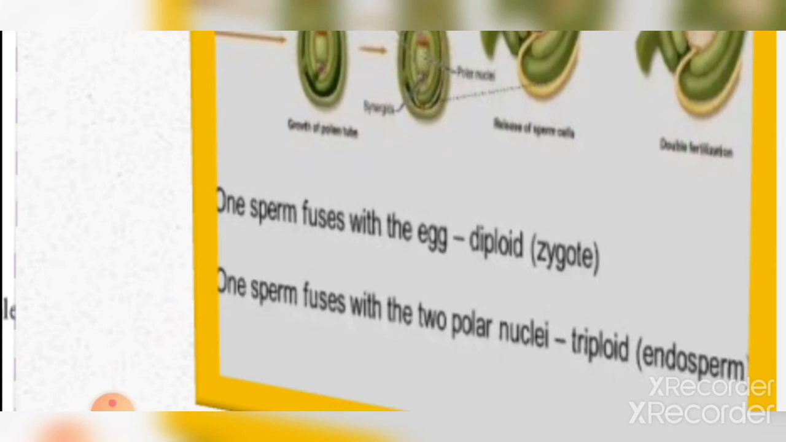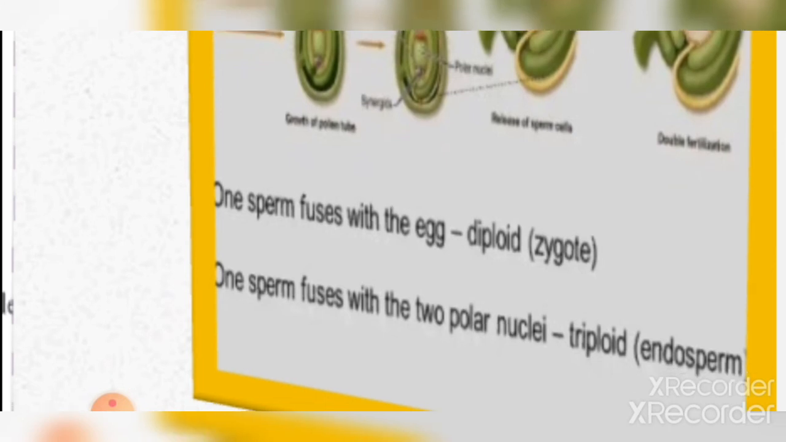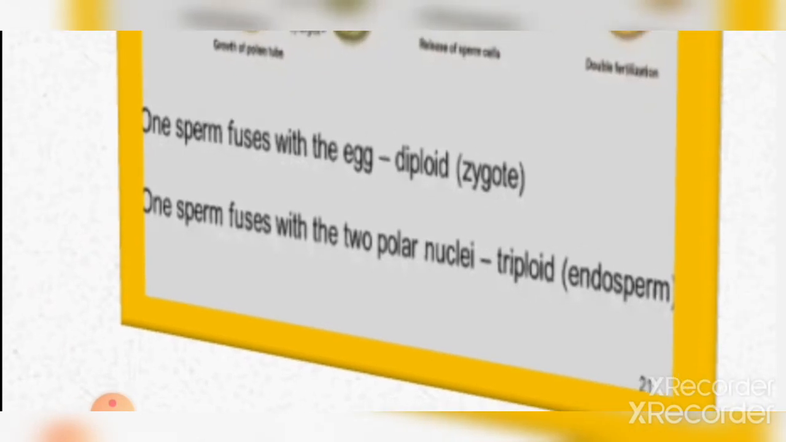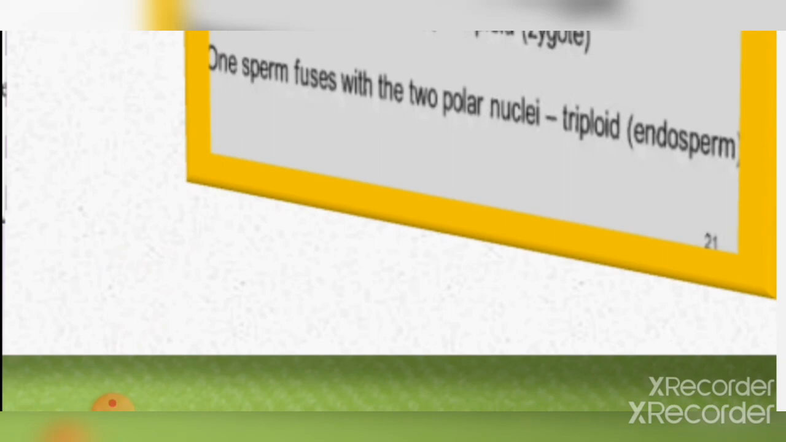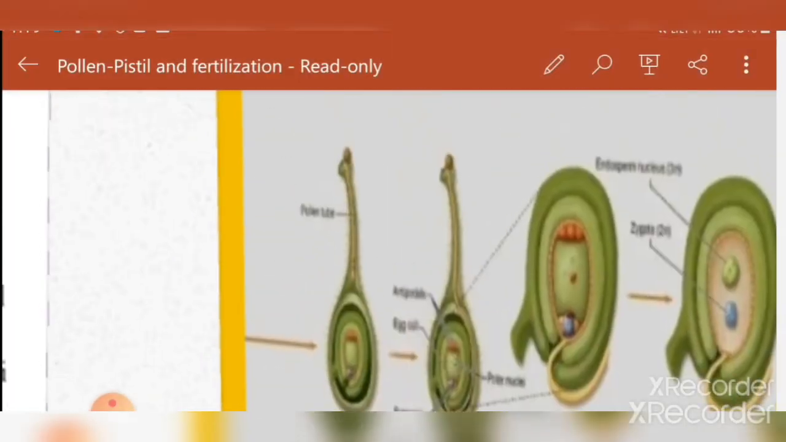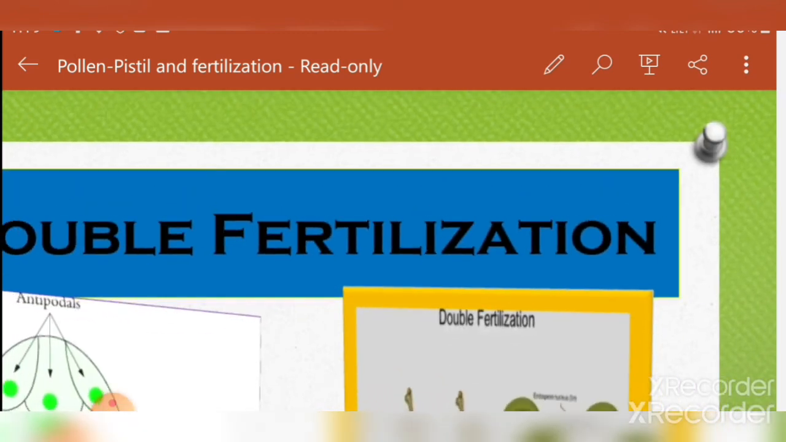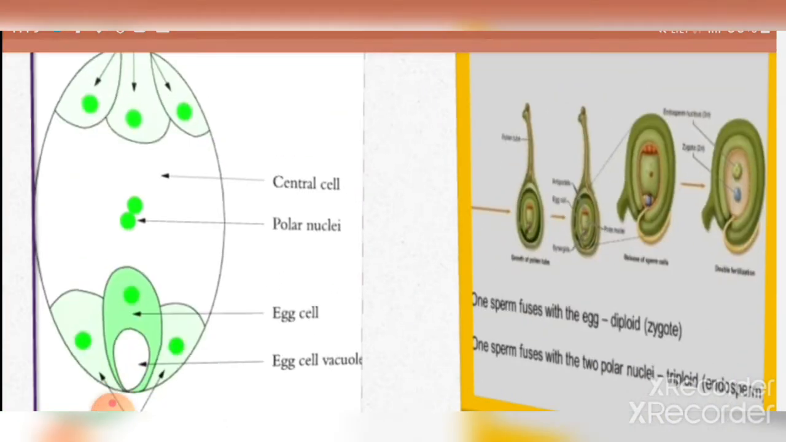Okay, we remember from the first chapter. So it forms a diploid cell, that's called the zygote. The other one fuses with the 2 polar nuclei, that is the secondary nucleus, and they will form a triploid cell, that's called the endosperm. Okay, so since 2 fusions are occurring, that's why the topic is called double fertilization. Is it clear, my dear? That's why it is called double fertilization. Is it clear? Next.